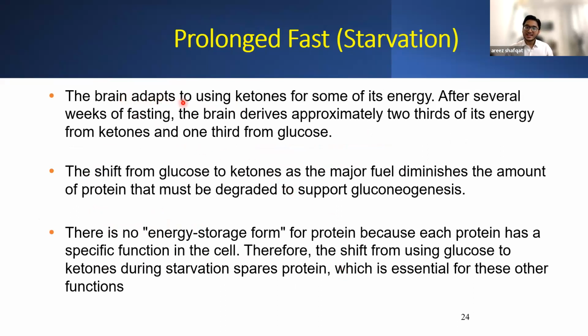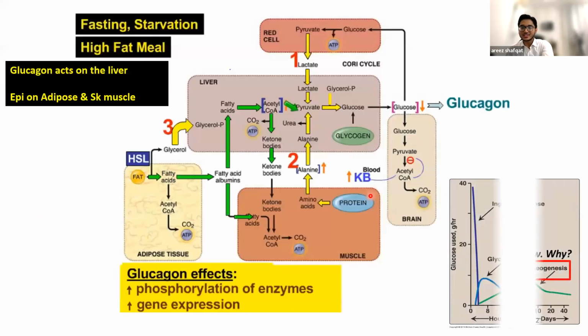More on the brain: it adapts to using ketone bodies for some of its energy, and this actually shuts off or decreases glucose utilization. Okay, this shift from glucose to ketones as the major fuel diminishes the amount of protein that must be degraded to support gluconeogenesis. Okay, so this requires some more explanation.